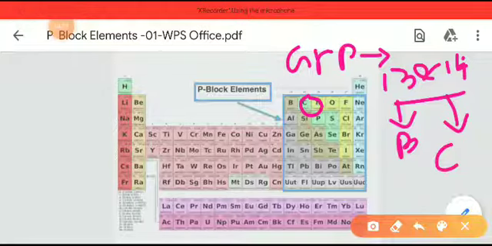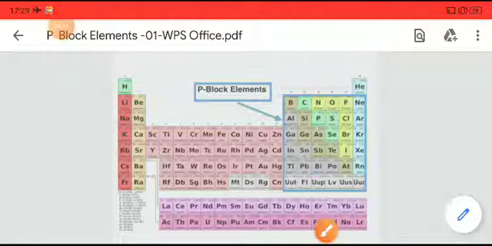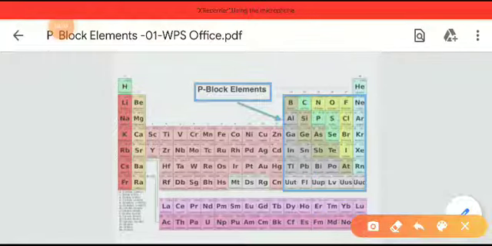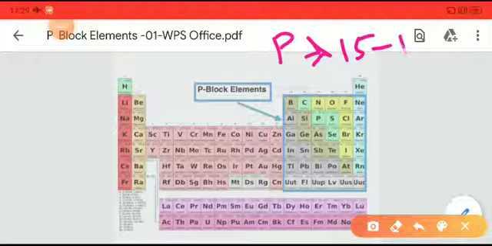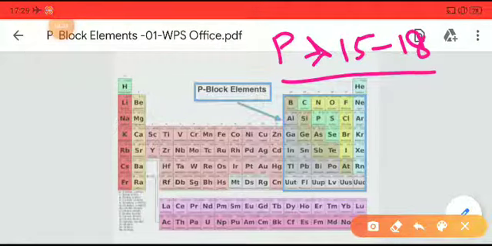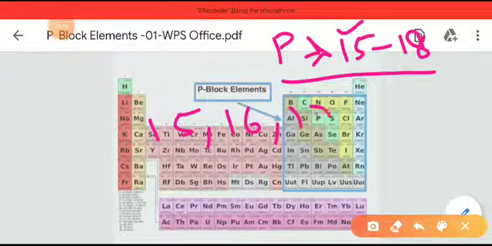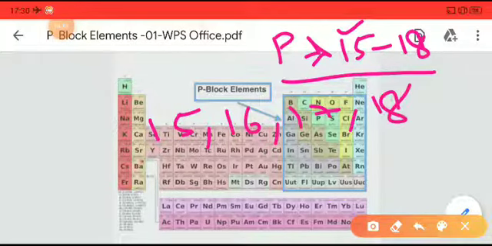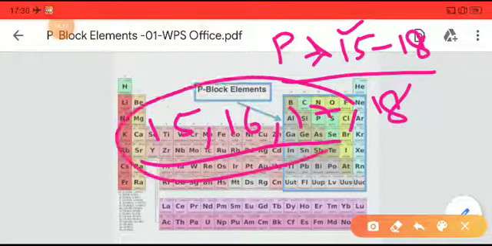This group has carbon, silicon, germanium, Sn, and Pb. In class 12, the P block syllabus consists of only group number 15 to group number 18. Among these 4 groups, that is 15, 16, 17 and 18, these 3 groups are very much important.